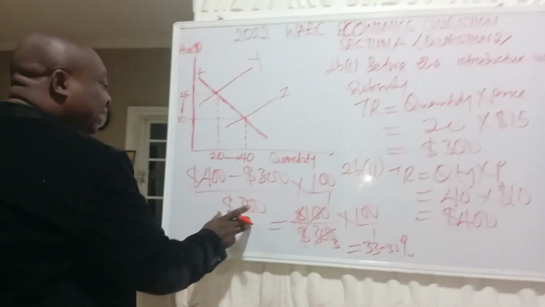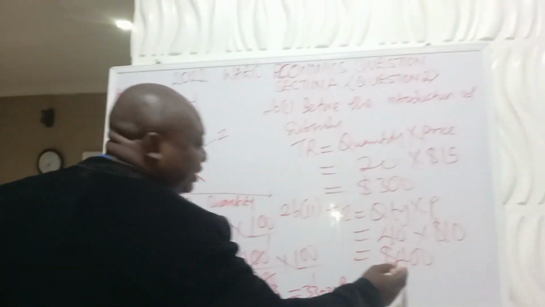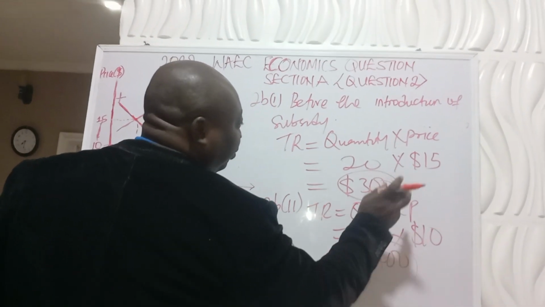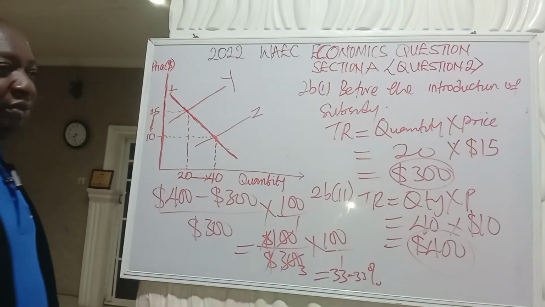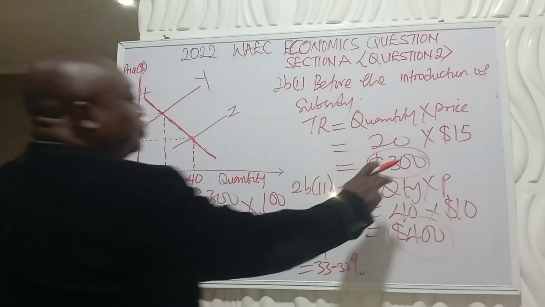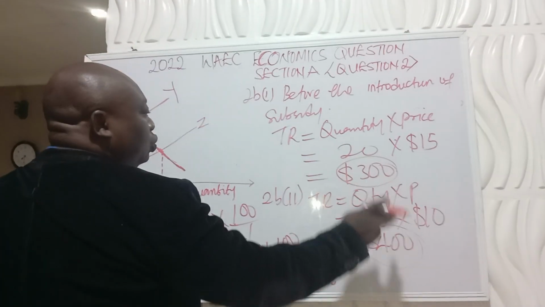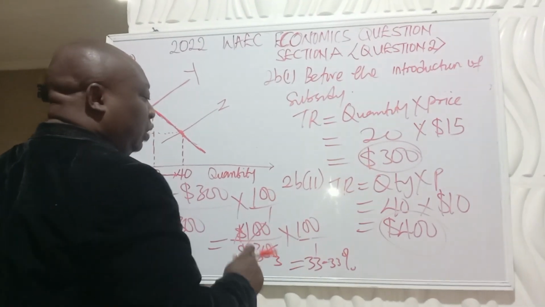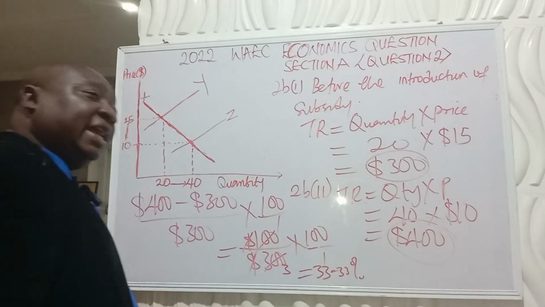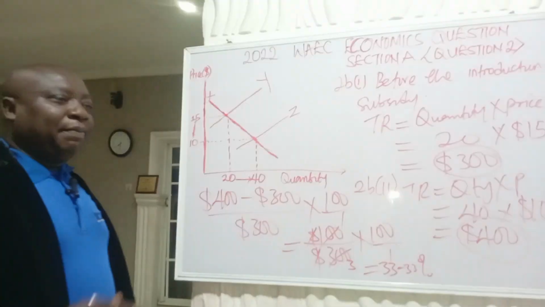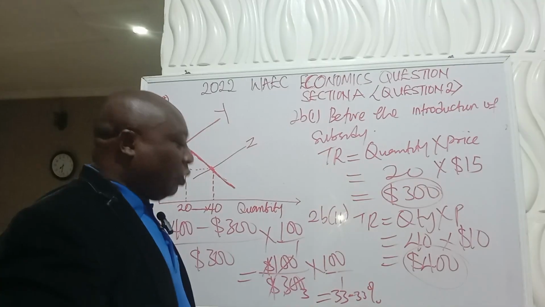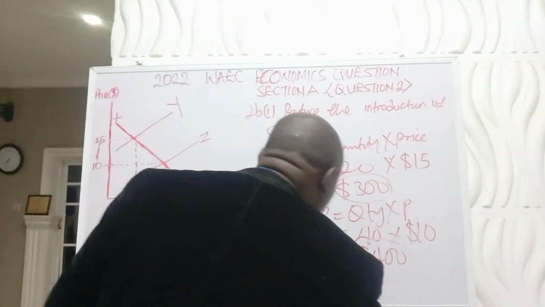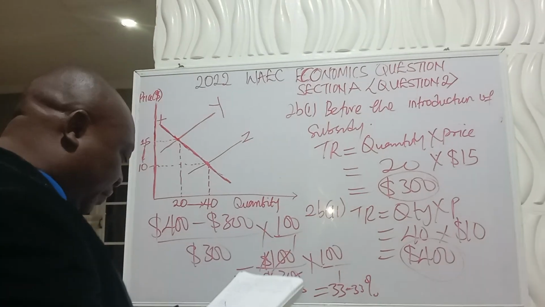So to calculate this, it is this minus this divided by what? This times 100 over 1. So this one is old. New minus old over old times 100 over 1 will give you this. Is that clear? If you still don't understand, please drop it on the comment section. Now we proceed from there.